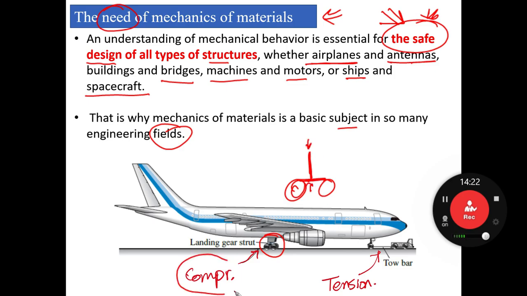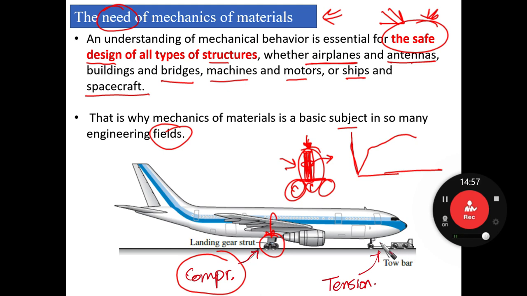So we are going to design this strut to receive loading from the aircraft, and we are going to look at what we call the stress strain curve, for example, for it. And we are going to design this landing gear strut based on the rules or laws of mechanics of materials in general, so that we are going to have a safe design. This strut should not fail under the load coming from the aircraft.